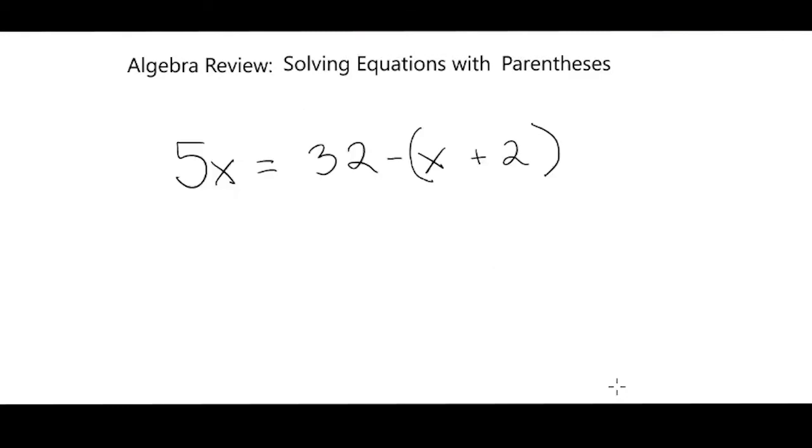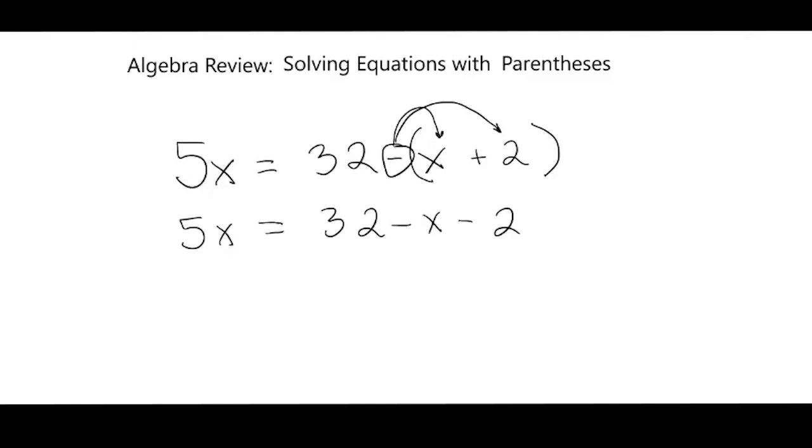So here we have 5x equals 32 minus, in parentheses, x plus 2. This minus on the outside of the parentheses is going to affect everything inside the parentheses. So I'm left with 5x equals 32 minus x minus 2. Don't forget that this minus sign affects the 2. So it becomes minus 2.